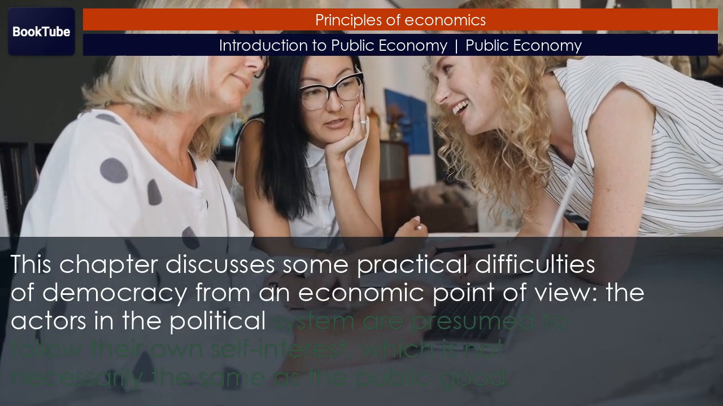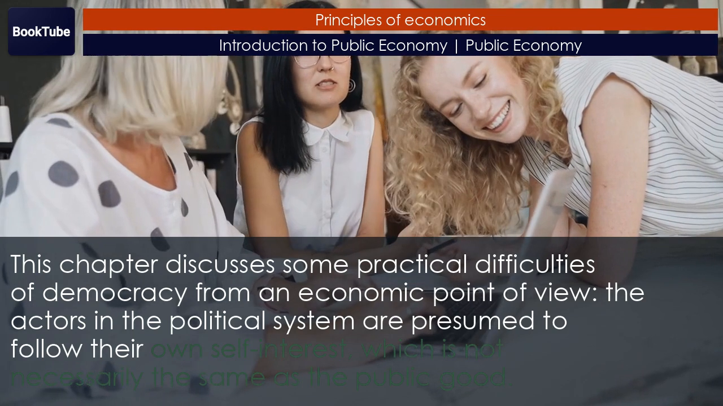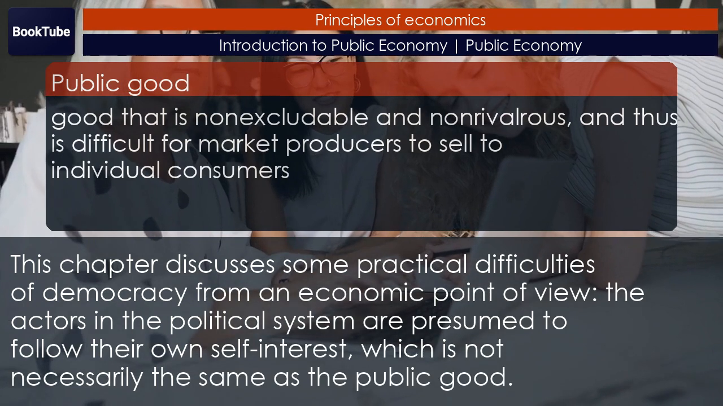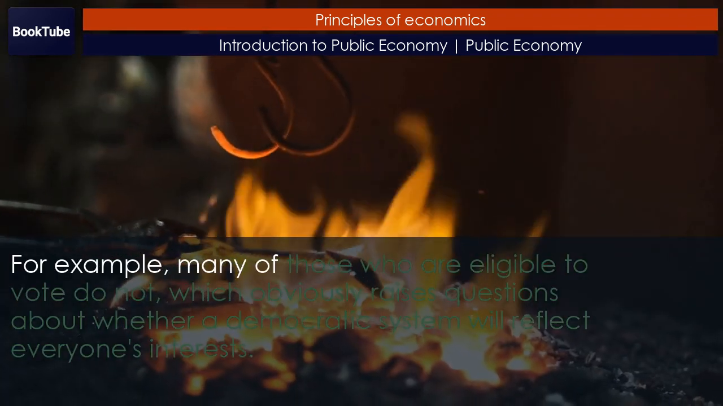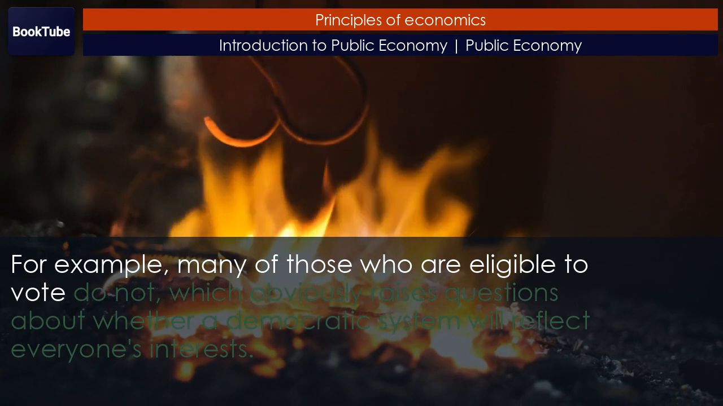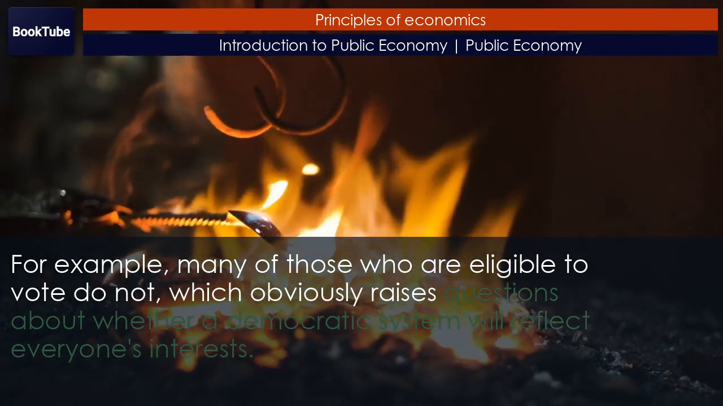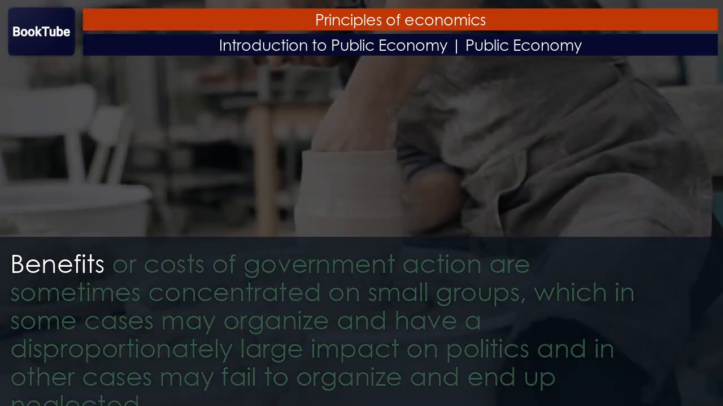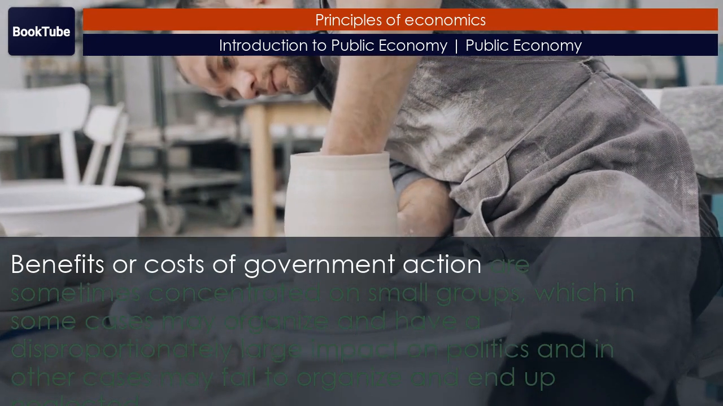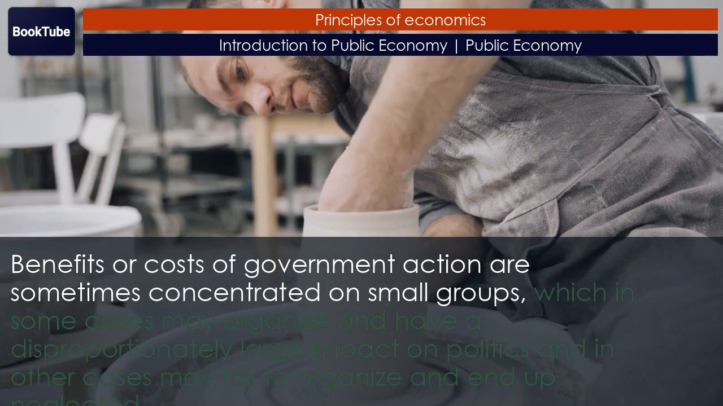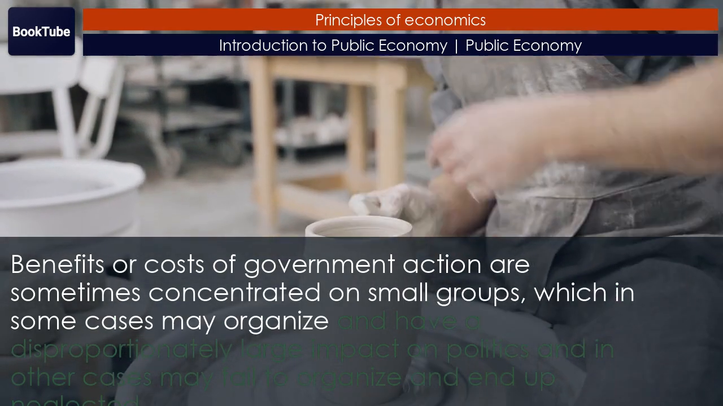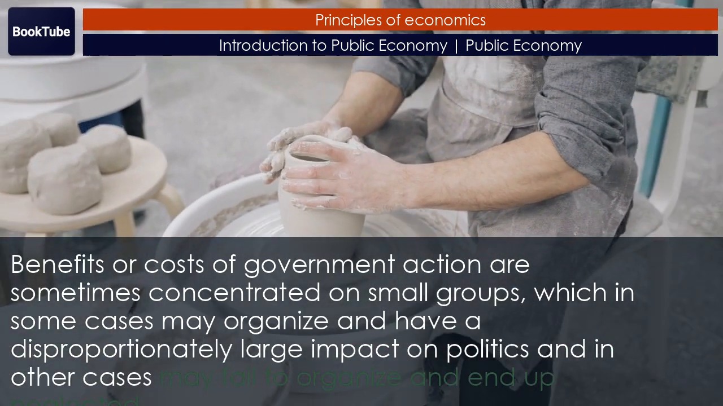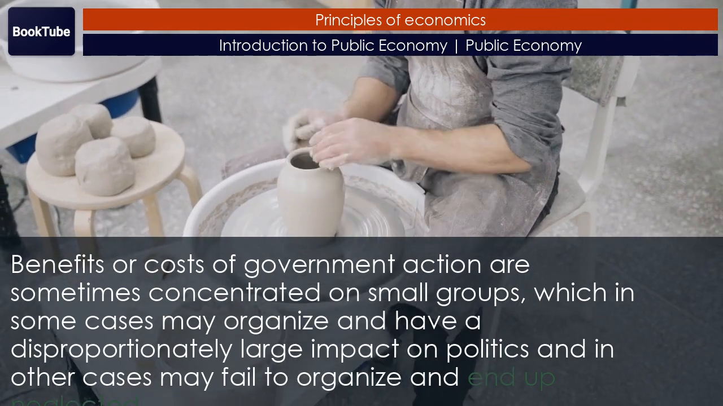The actors in the political system are presumed to follow their own self-interest, which is not necessarily the same as the public good. For example, many of those who are eligible to vote do not, which obviously raises questions about whether a democratic system will reflect everyone's interests. Benefits or costs of government action are sometimes concentrated on small groups, which in some cases may organize and have a disproportionately large impact on politics, and in other cases may fail to organize and end up neglected.